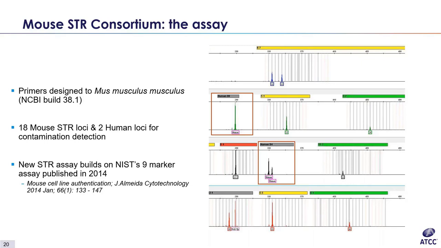Unlike most human STR kits, this assay does not include a gender identification marker. This MouseSTR assay builds on the 9-marker assay published by NIST back in 2014. The additional markers added to the 9-plex allow for a higher power of discrimination and individualization of closely related mouse cell lines. In the photo on the right, you can see part of a full mouse STR profile with peaks present within the human STR markers.